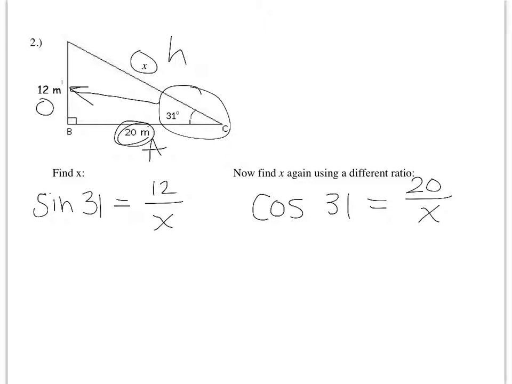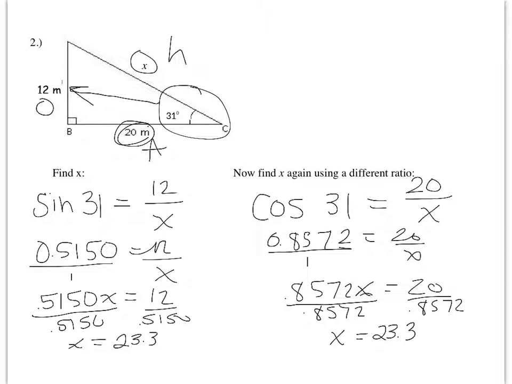So we have 2 different ways we could do this problem. We could use a sine ratio, and we can use the cosine ratio, and they're both going to give us the exact same answer. I want you to pause the video and work out these 2 problems by yourself, and hopefully you get the same answer, and then come back in a little bit and check in with me and see how you did.